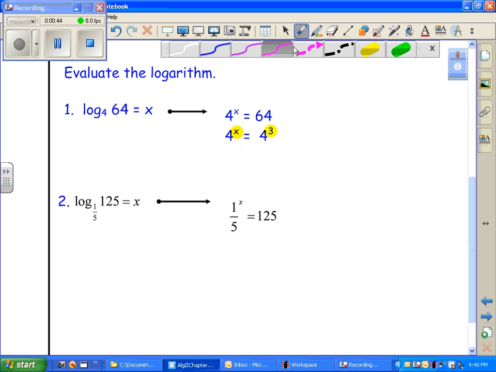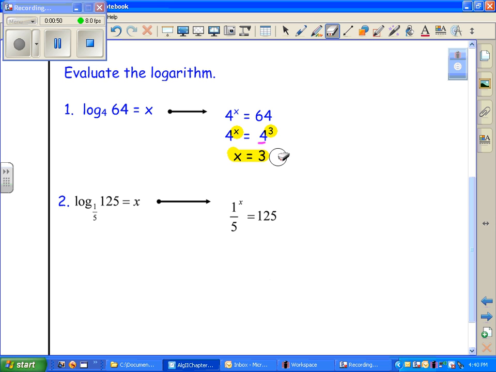Once they have bases that are identical, all you do from there is you set the exponents equal. So my answer is x equals 3. That was a pretty basic one. Let's do one that's a little bit more complicated.